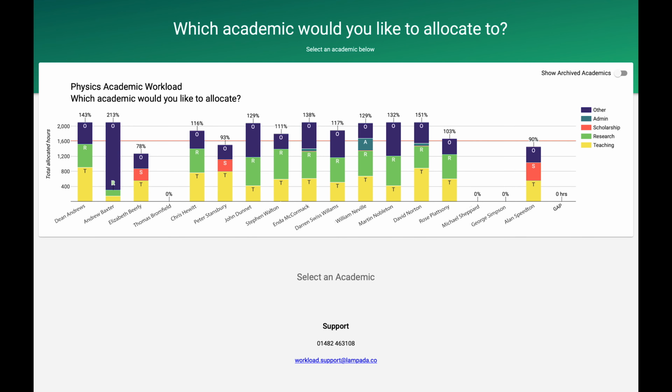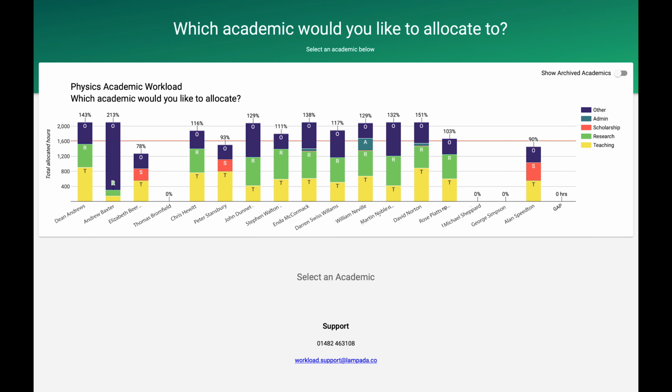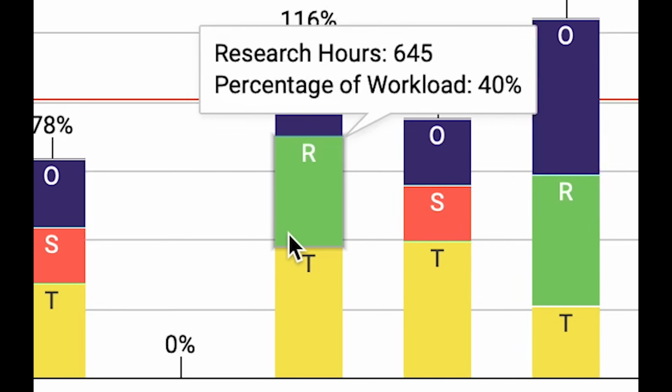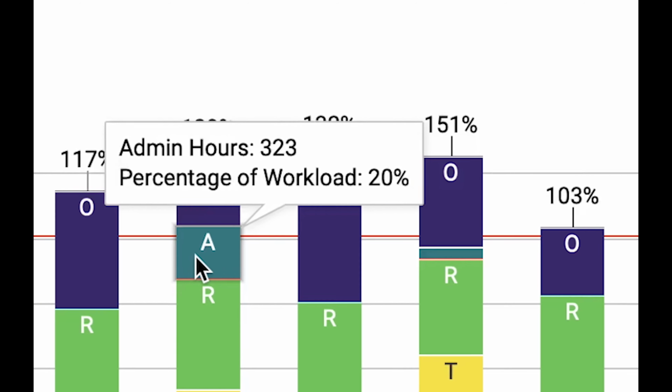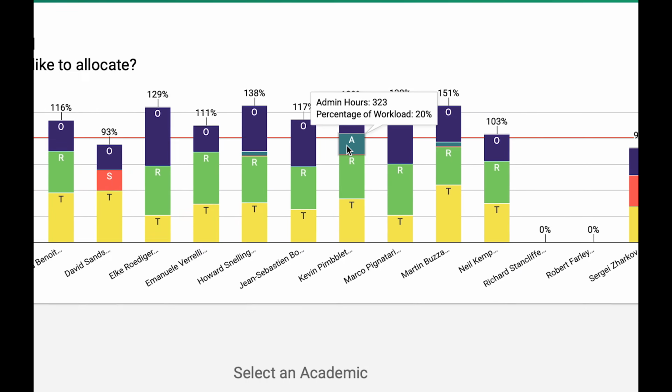The first thing you see is a graph of all the people in the subject group. You can see that all of their workload is grouped by teaching, research, scholarship, admin, and other. You can hover over the segments to see more detail about them. The red line near the top of the graph represents a standard full-time contract. I can select an academic to allocate to just by selecting their name on the graph.